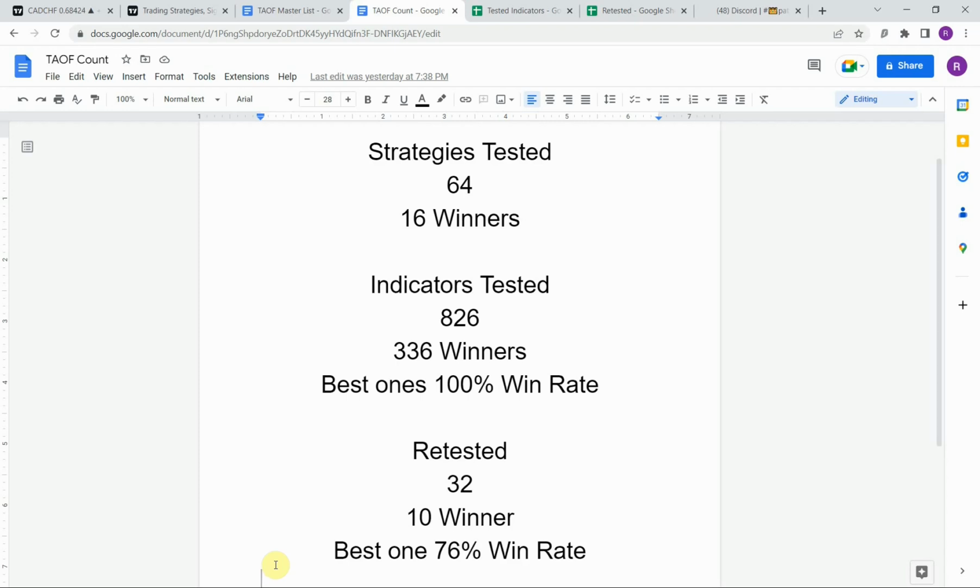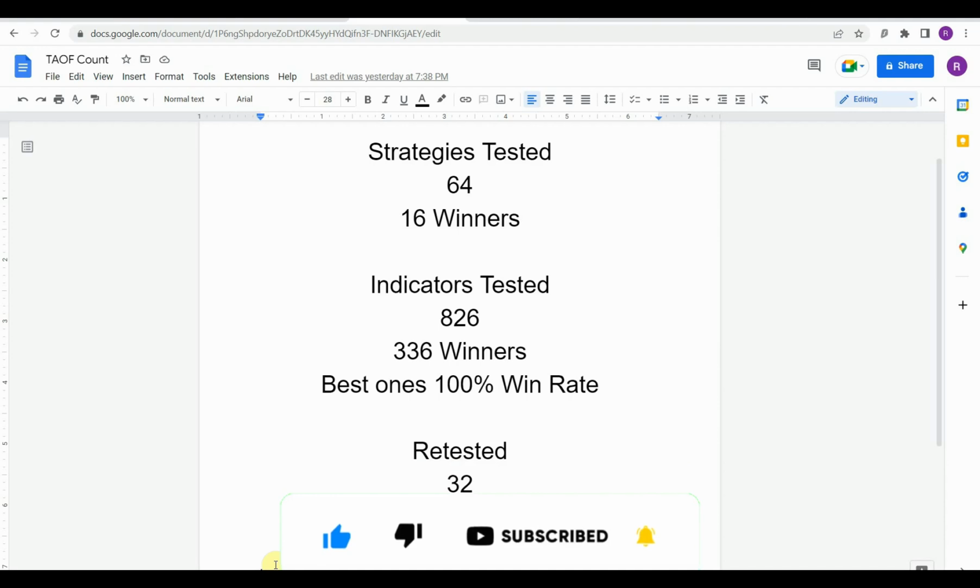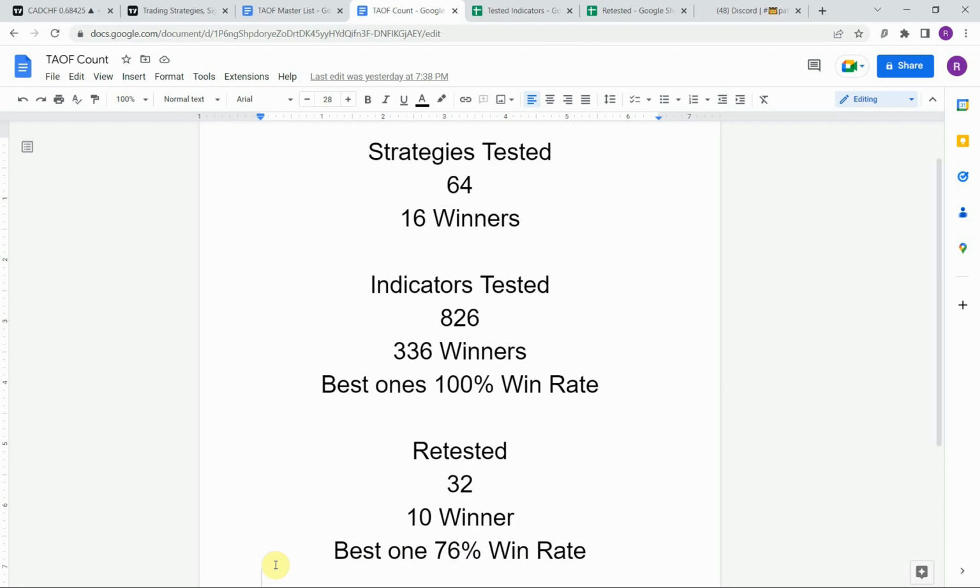We've also retested in the advanced testing 32 of the winning indicators. 10 of them have been able to maintain the winning status, the best one a 76% win rate. Now keep in mind that we test most of the strategies and indicators on the Forex and crypto market, but they can be applied to just about any market and time frame universally.